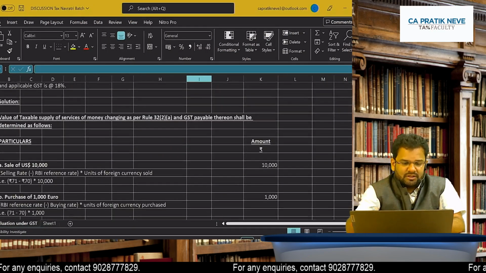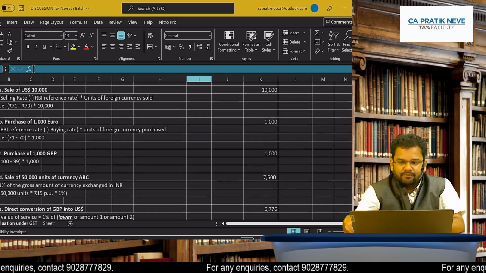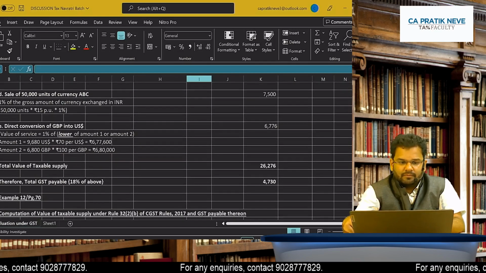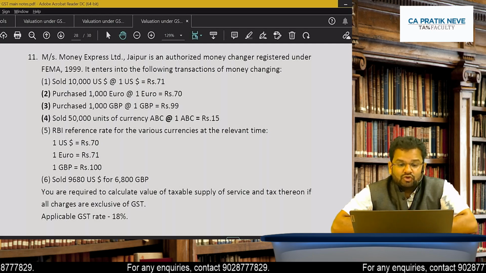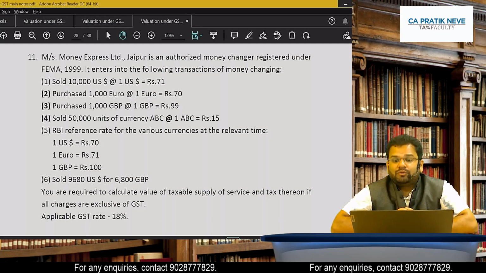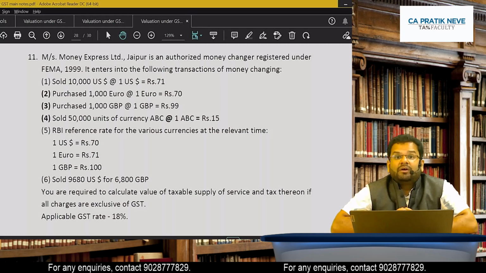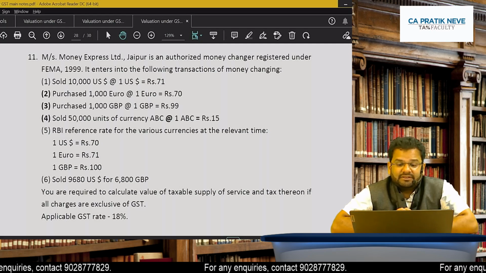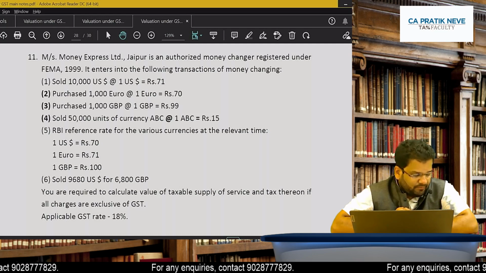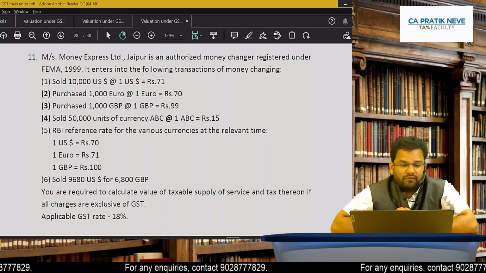Did all of you understand point number 1, 2 and 3? Wonderful. Now see, sold 50,000 units of currency ABC at 1 ABC is equal to 15. For this ABC, you don't have an RBI reference rate. So now you tell me how many rupees are involved.